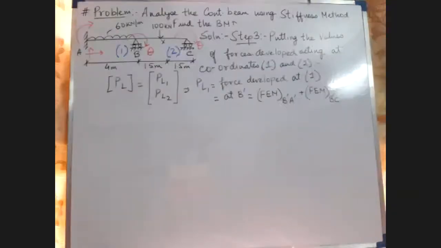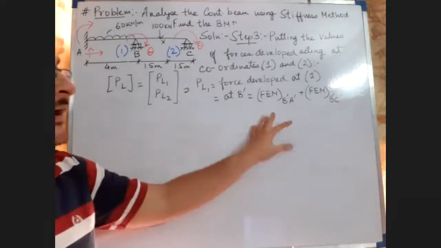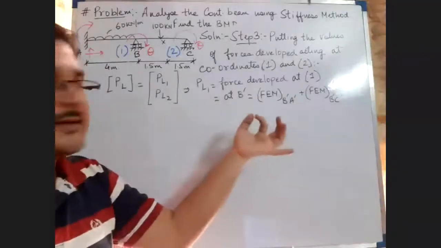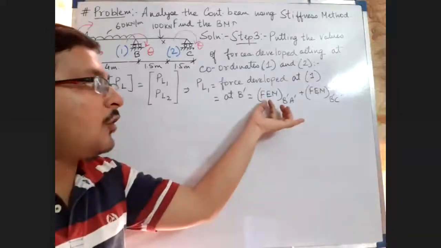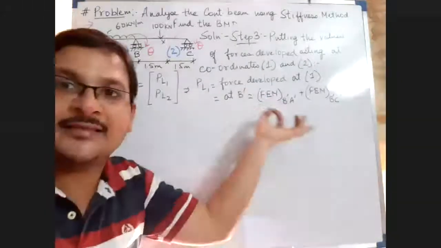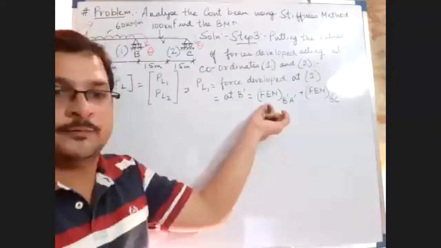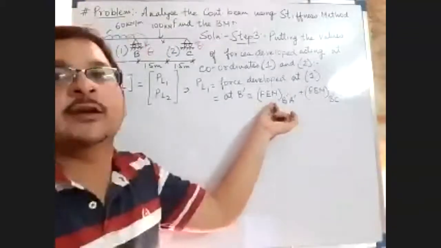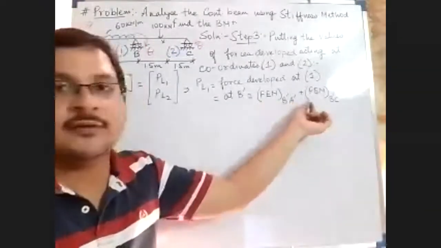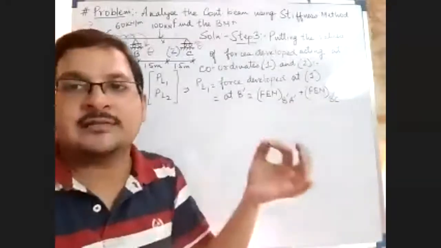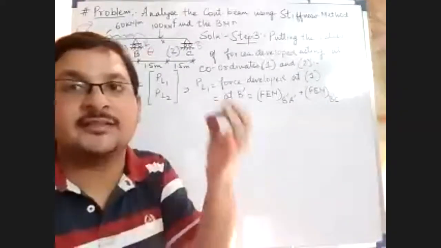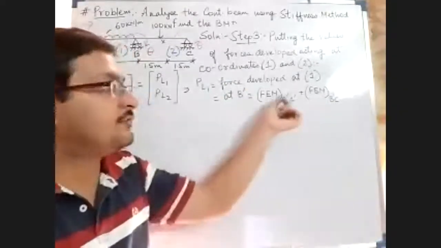Everyone make sure, whenever we are using the stiffness matrix method to calculate the forces, we add all the fixed end moments at that support. If the support is joining two beams, we will add two fixed end moments. If the support or joint is joining three members, then we will have three fixed end moments.